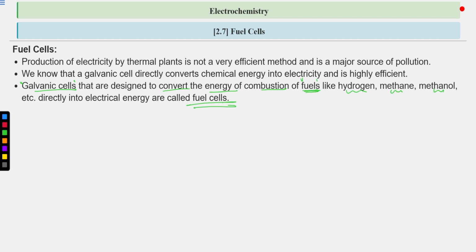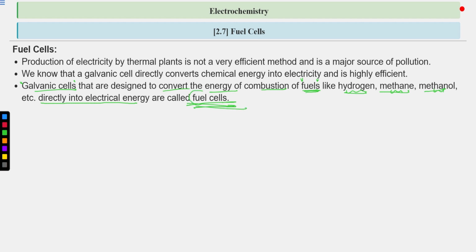We use the fuels in galvanic cells for their proper combustion, and whatever energy that combustion reaction produces, we use to produce electricity. We use fuels in the galvanic cell like hydrogen, methane, methanol, etc. We do this combustion reaction of the fuels in the galvanic cell, and whatever energy we get after the combustion reaction, we convert directly into electrical energy. These types of galvanic cells are known as fuel cells.